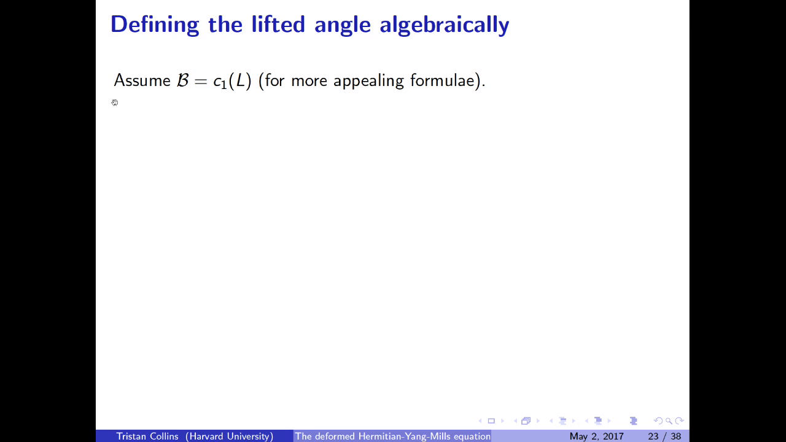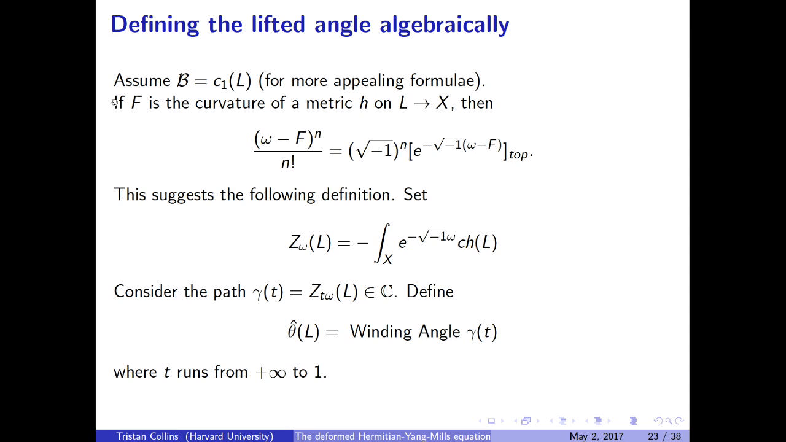So I'm going to assume that this class is the first Chern class of a line bundle, just to make the formulas a little more appealing, and in particular to draw some connections with some categorical notions of stability that are going to come up in a little bit. So in this case, F is the curvature of a metric, H, some Hermitian metric on this line bundle, and we can rewrite this deformed Hermitian Yang-Mills quantity in this way.